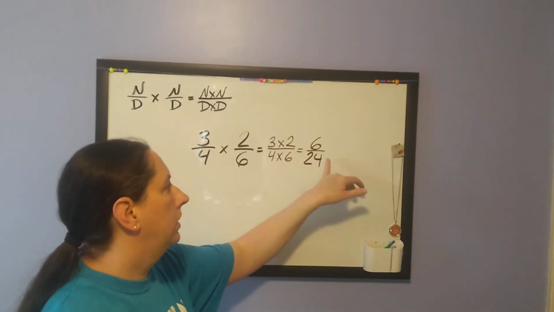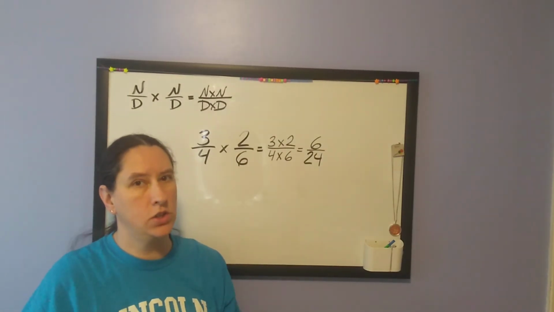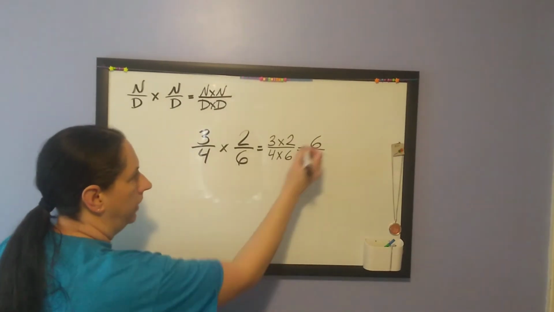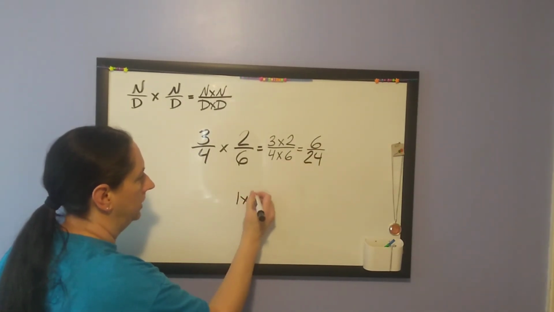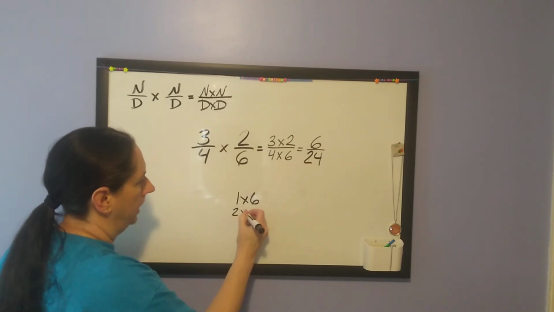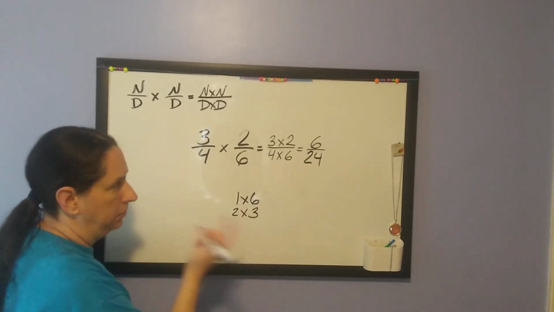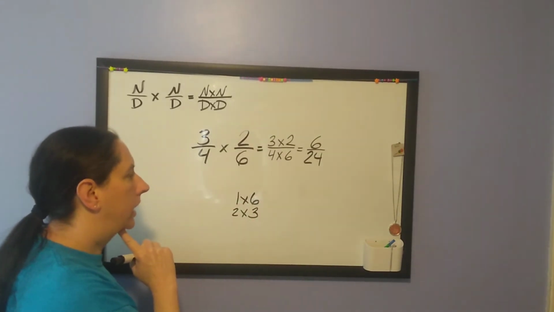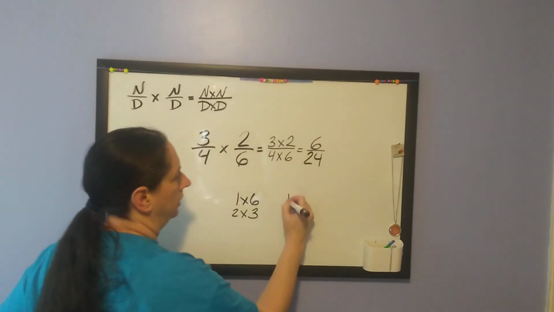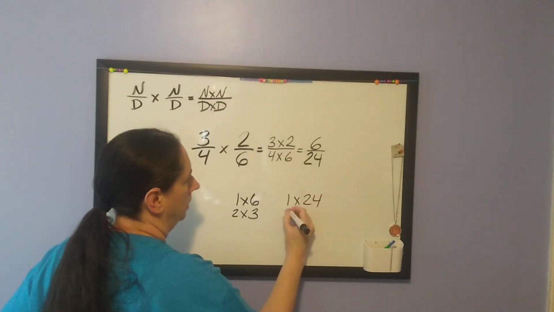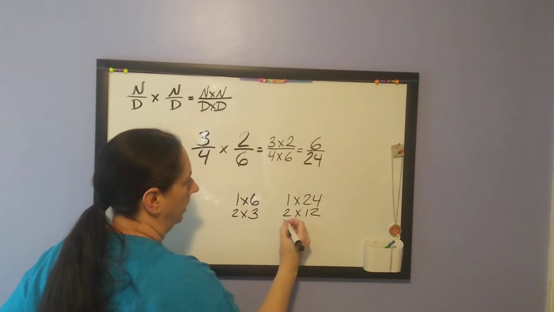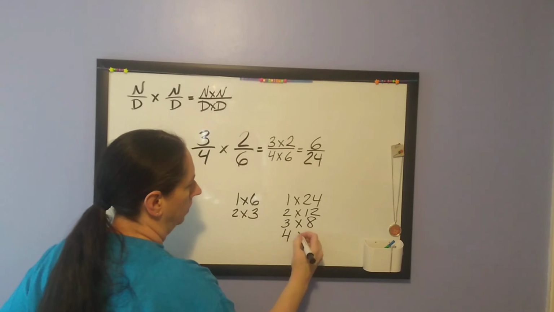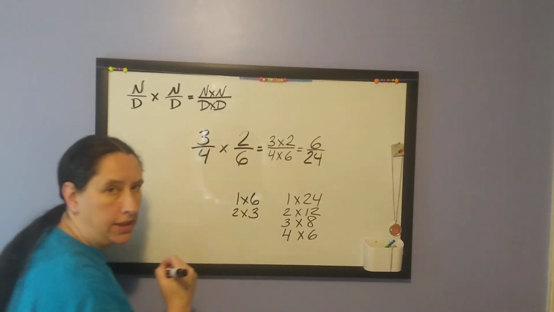Is there a number that I could use that both 6 and 24 share? Well, I could sit there and write out my factors for 6 and say I could do 1 times 6. I could do 2 times 3, but I can't do any other combinations to get to 6. For 24, I could do 1 times 24, 2 times 12, 3 times 8, 4 times 6, and I can't get there any other way.